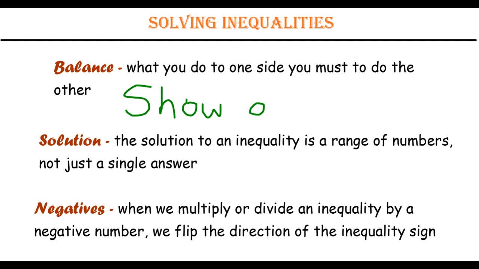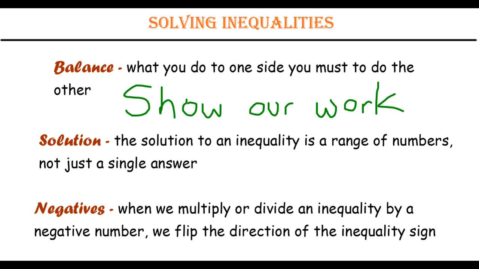The most important thing about this process is showing the balance that's happening in the inequalities, so that anybody who's looking at it can guarantee that what you're doing is not only the correct calculation, but will give you the answer you're looking for. The second thing is that the solution to an equation is one number, but the solution to an inequality is a complete range of numbers, not just a single answer.